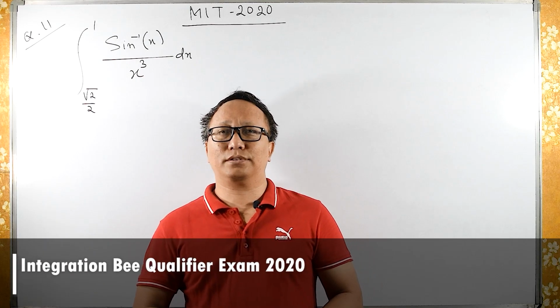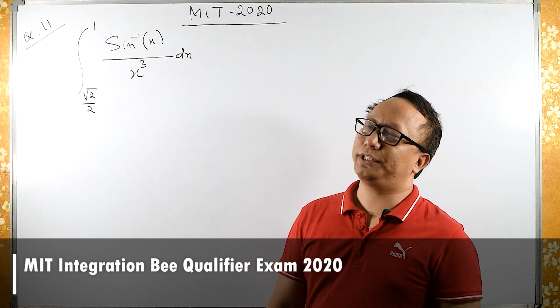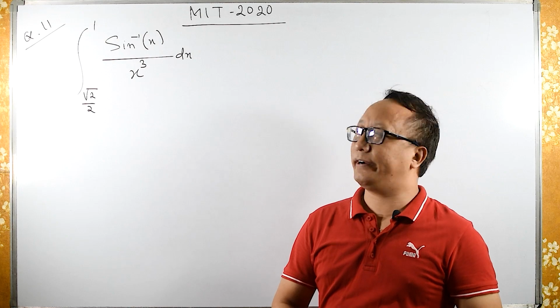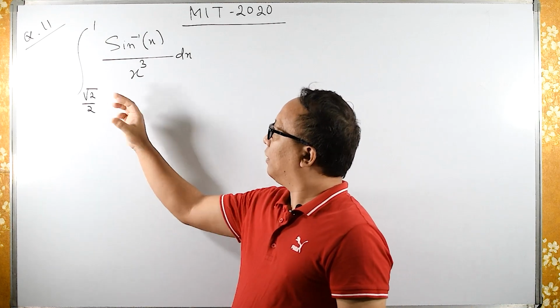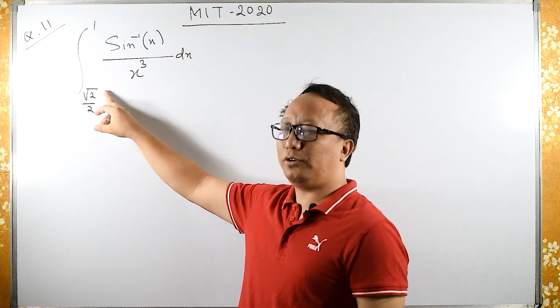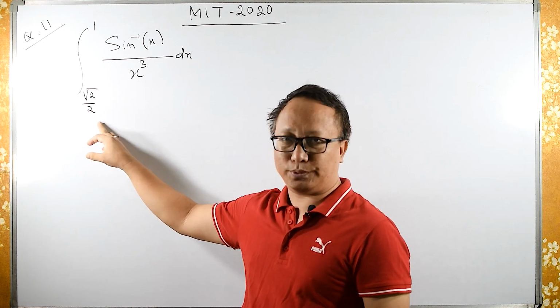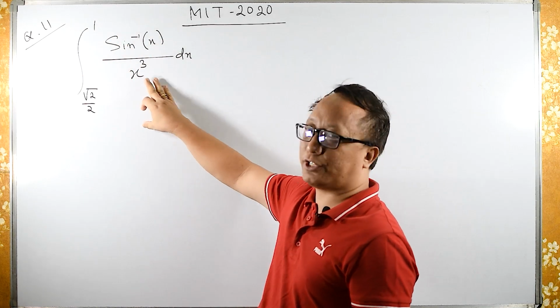Welcome to this section of the course. This integration was asked in the MIT 2020 integration bee qualifier exam. This is question number 11. We have the integral from root 2 upon 2 to 1 of sine inverse x upon x cube dx. Instead of root 2 upon 2, you can consider 1 by root 2.